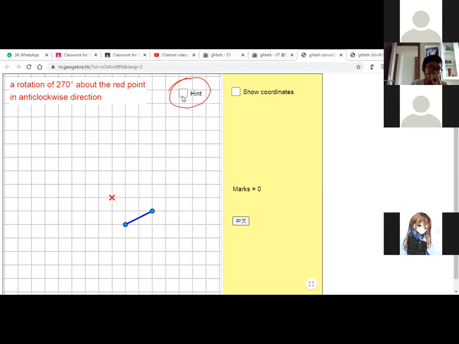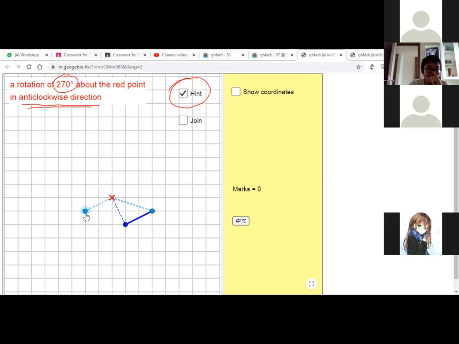So what's meant by rotation? It's not easy to picture how this line is rotated about the red cross. You can only imagine the dotted line, and then I drag the points. So by how much? Rotation of 270 degrees in the anti-clockwise direction means go in the anti-clockwise direction by 270 degrees, like this.